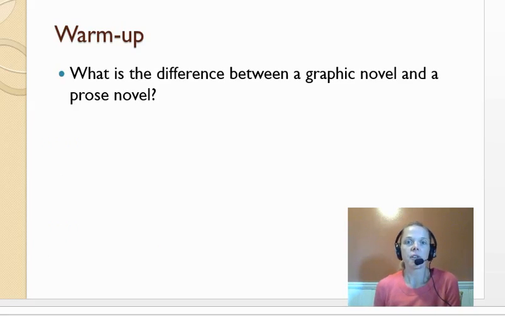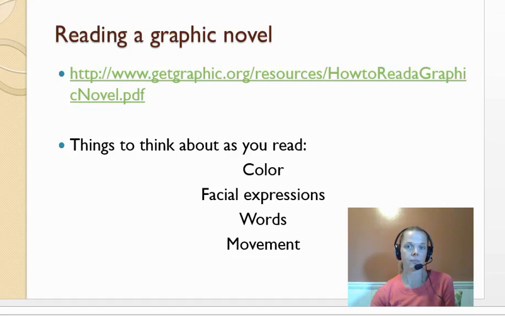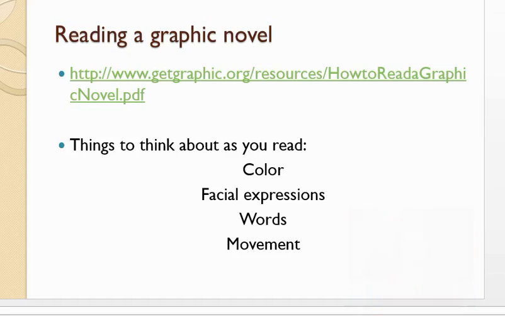A question to start your lesson today is, what is the difference between a graphic novel and a prose novel? A graphic novel is generally told through pictures, and a prose novel is generally told through words. When reading a graphic novel, it's important to think about color, a character's facial expressions, the words an author uses, and the movement of a character.